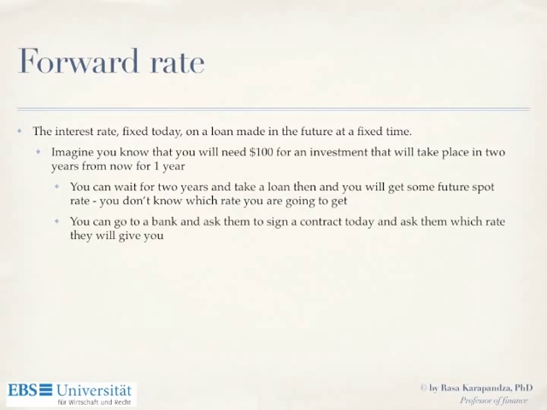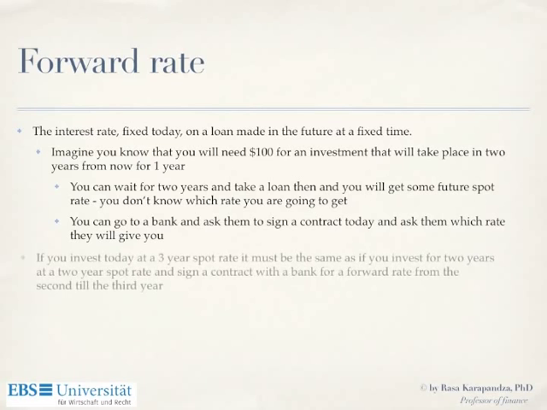Now, we said the following. Okay, but which rate will the bank give me? And I told you, well, you can actually infer that by doing one thought experiment. Let's imagine that you want to invest your money for 3 years in a bank. So today you invest your money for 3 years in a bank. Then obviously, the bank will give you the 3 year spot rate.